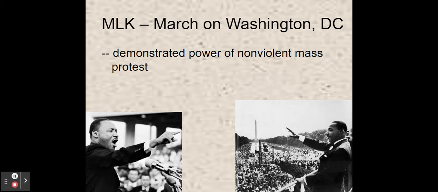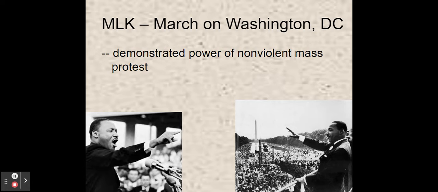Oh, and before we go, the March on Washington also demonstrates the power of nonviolent mass protests. We've kind of seen that already with the sit-ins and the bus boycotts and stuff like that. But like I said, Kennedy called out all these police officers to shut down the march if something began to happen, and nothing happened. You had 250,000 people there, and everybody was peaceful. Okay? So once again, it shows the power of nonviolent resistance and nonviolent mass protests.